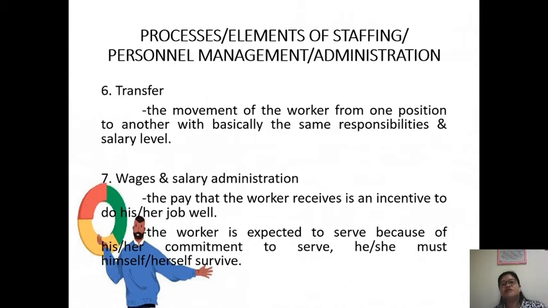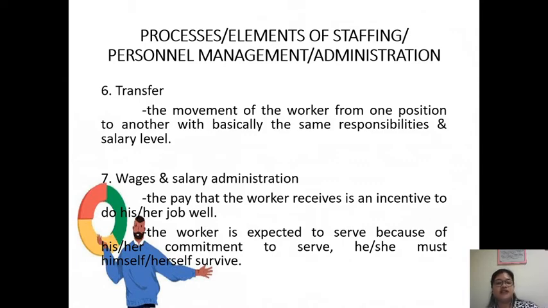Transfer. This is a movement of the worker from one position to another with basically the same responsibilities and salary level. Transfer because of a lack of staff, or transfer for promotion, or transfer because an area needs staff. Because there is a shortage. So, that's it.